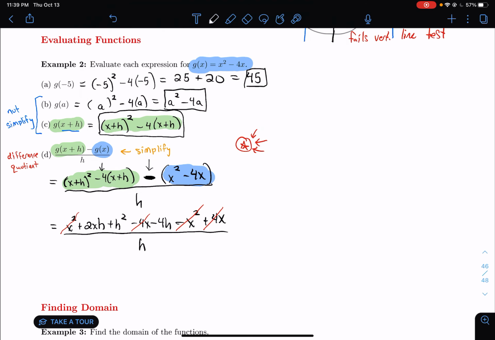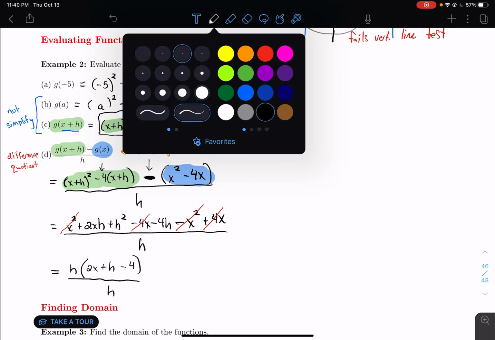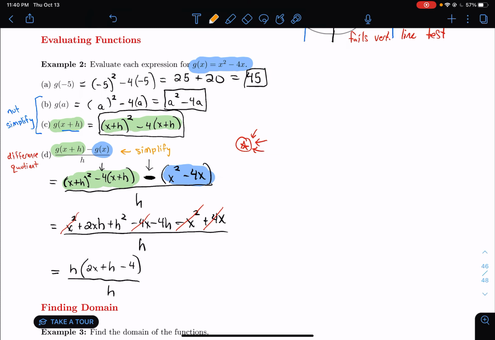Okay, now this is nice because the remaining terms in the numerator have something in common. So those remaining terms, they all have an h. So I can factor that h out, and that leaves me with 2x plus h minus 4 over that h on the denominator. This is now nice because now the h that I factored out of the numerator, that cancels with the h on the bottom. Nice, so that leaves us with 2x plus h minus 4.